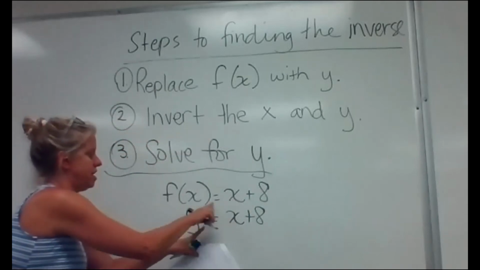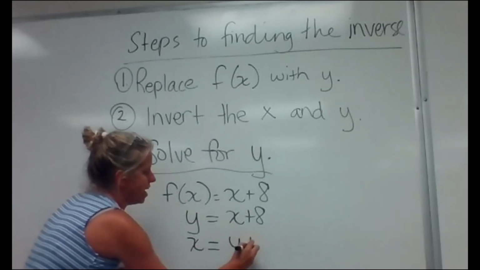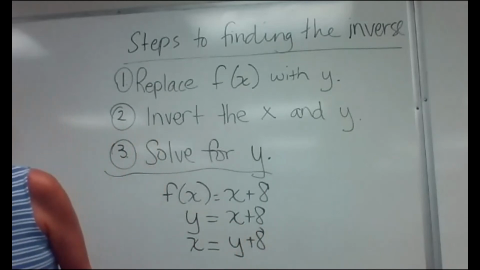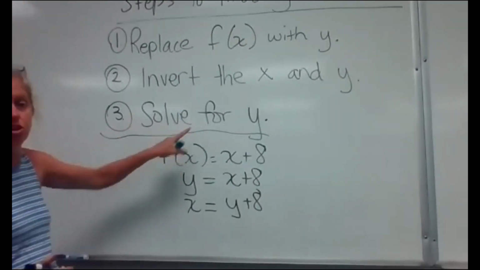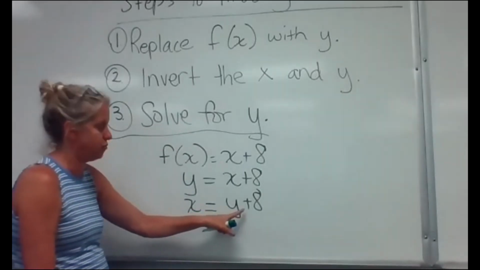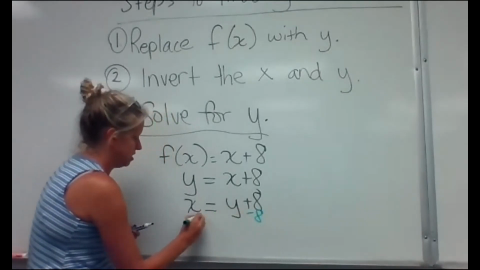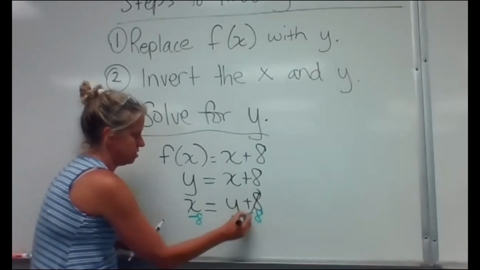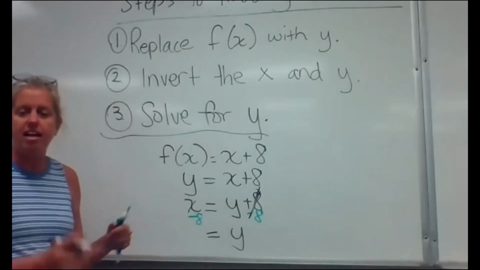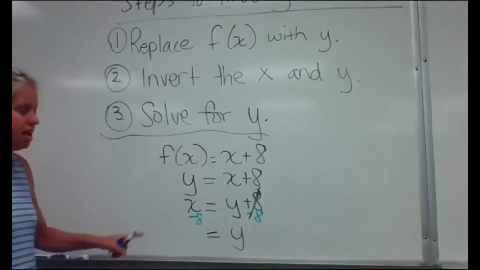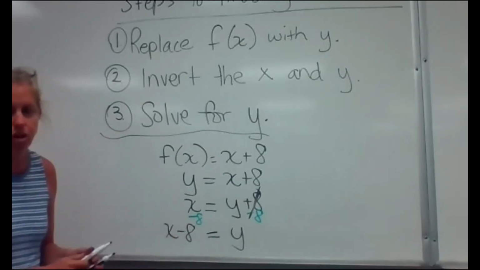Invert the x and y, which means just flip-flop their spots. So instead of y, I have x equals y plus 8. And the last step is to solve for your new y. I want this y by itself, which means plus 8 needs to go away. I'm going to subtract 8 from both sides. And that gets rid of the plus 8. There's my y all by itself. What's on this side? I've got an x and a negative 8. You can't put those things together. They're not like terms. So you just have x minus 8 over there. There is your inverse.